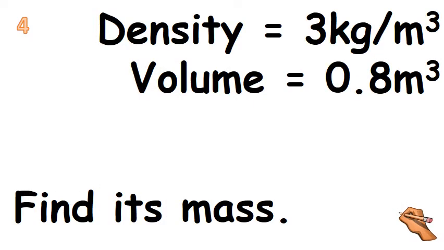Question number 4, we're given the density, this time 3 kilograms per meter cubed. We're also given the volume, 0.8 meters cubed. We need to find its mass. Work it out. Ready? Let's see.